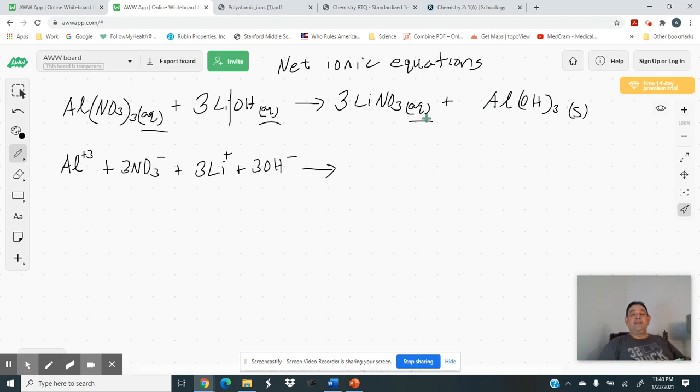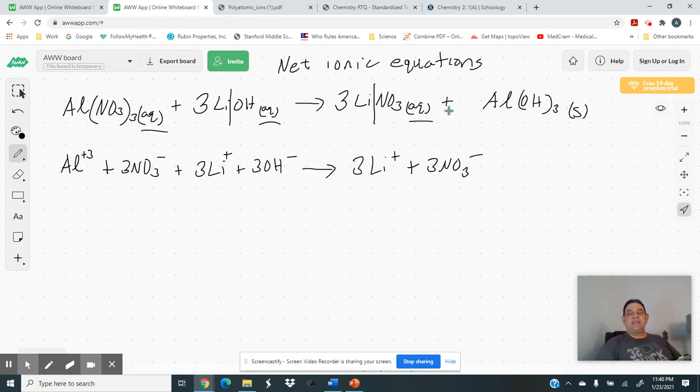And on the right side, this is also aqueous, lithium nitrate. And just like lithium hydroxide, we break lithium nitrate down right there. Here, we didn't have the parentheses around the nitrate polyatomic ion, but we can tell the first element is a metal, so we separate it from the rest, and the rest is your polyatomic ion. There's 3 lithium nitrates, which means there are 3 lithium ions and 3 nitrate ions.